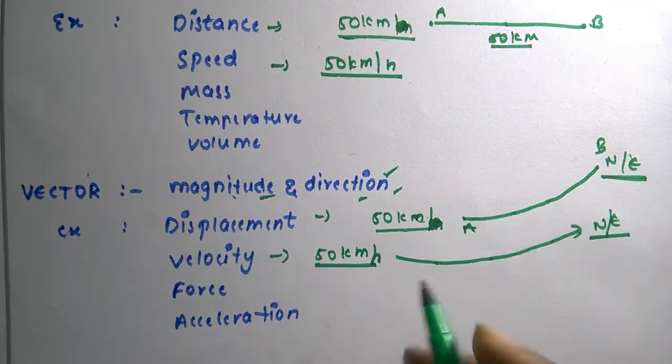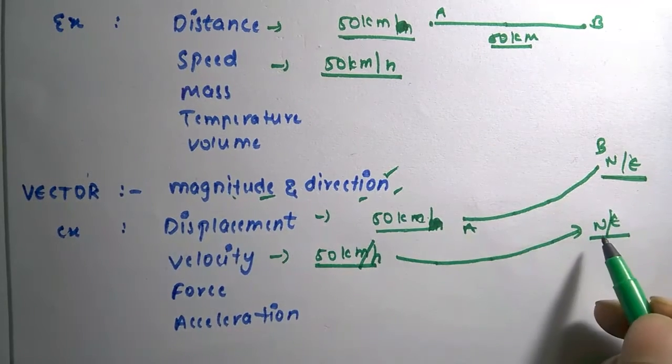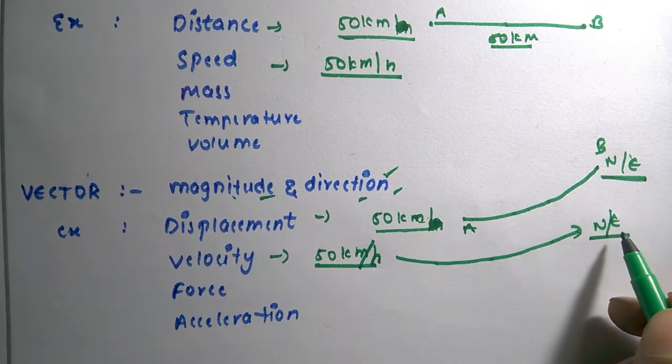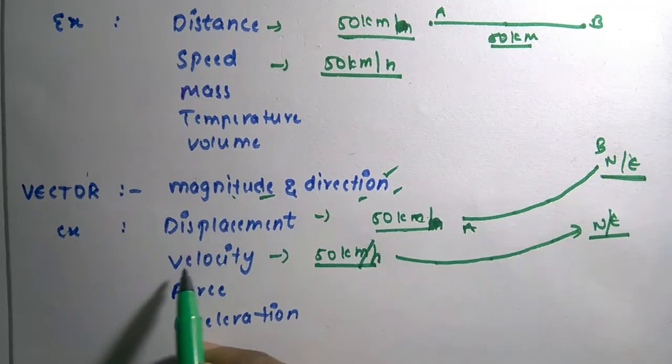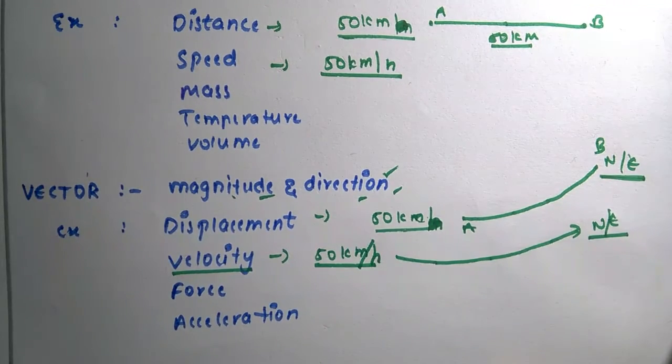So 50 kilometers per hour is a magnitude, and northeast is a direction. So this was having both direction and magnitude. So this is a vector quantity. So velocity will be a vector quantity.